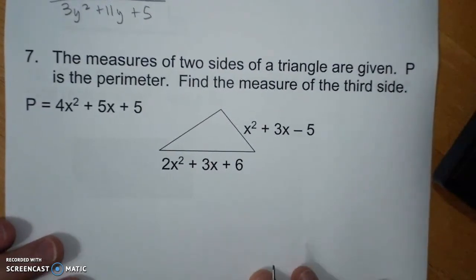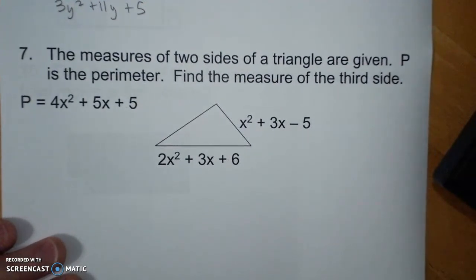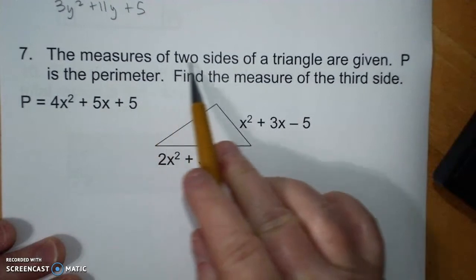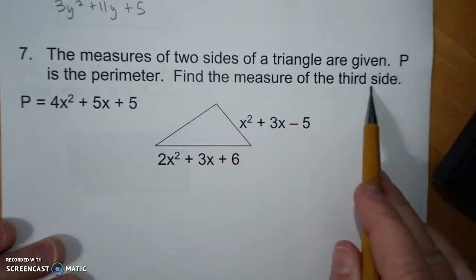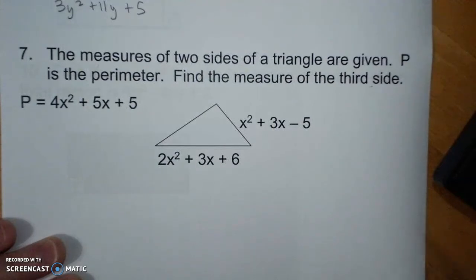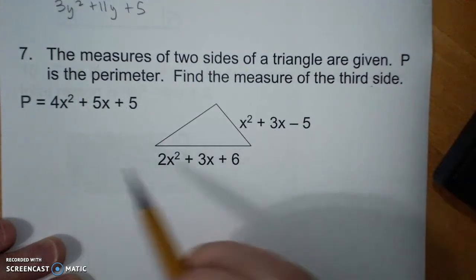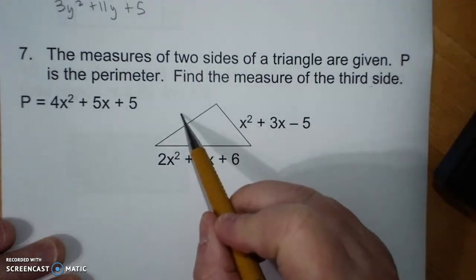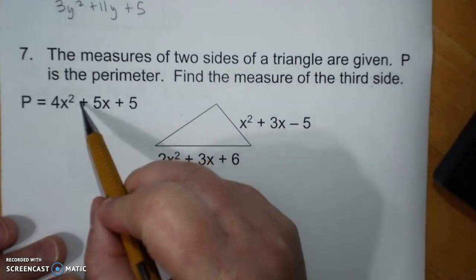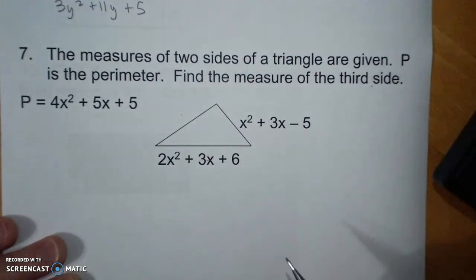Then, of course, we're going to get into word problems. So the measure of two sides of a triangle are given. P is the perimeter. Find the measure of the third side. Okay. Perimeter is this plus this plus this. Okay, and I'm going to get this. I do it very oddly.